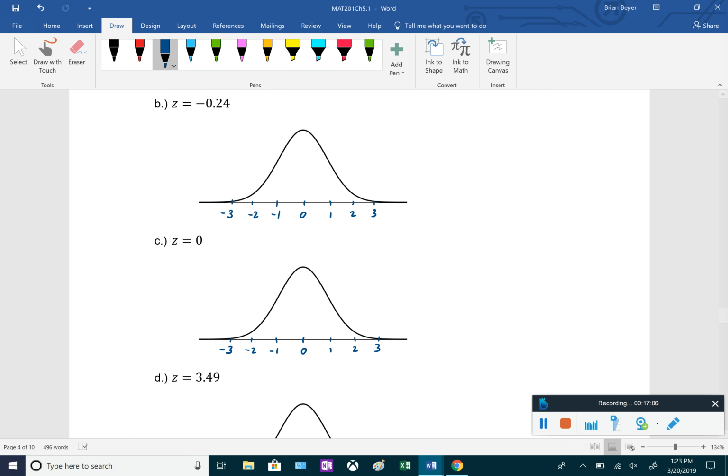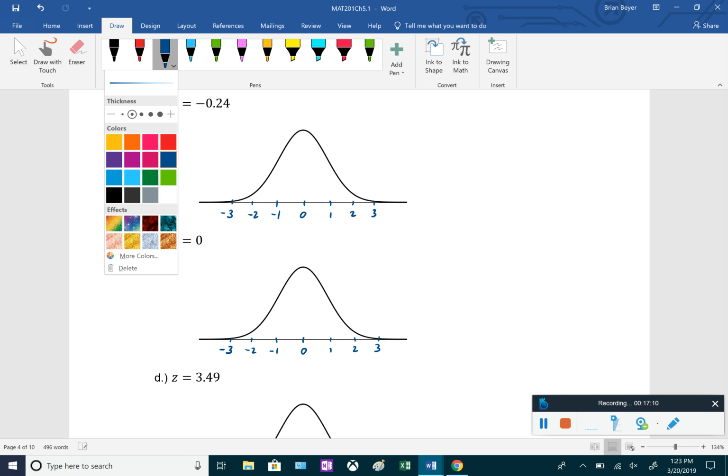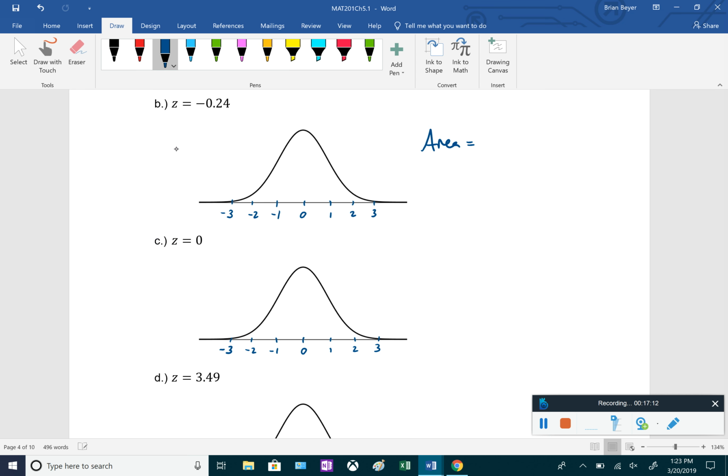So that area is 0.4052. And let's shade this in just so we know what we're talking about. So negative 0.24 would probably be about right here. So we're looking for the area to the left of that, so it looks like it would be this shaded in region right there. So our answer makes sense. It's a little bit less than 0.5.